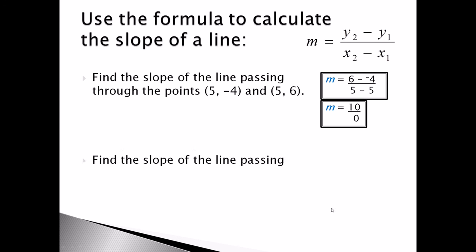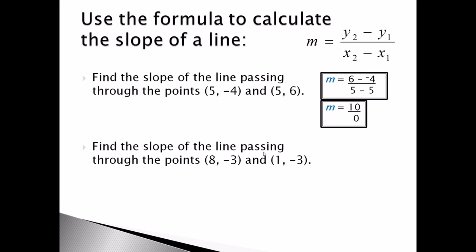All right, let's check this one out. Find the slope of a line passing through these points, (8, -3) and (1, -3). All right, let's do our y's first. Y sub 2 minus y sub 1. -3, take away -3, that's 0. And then x sub 2 minus x sub 1, 1, take away 8 is -7. 0 over -7.